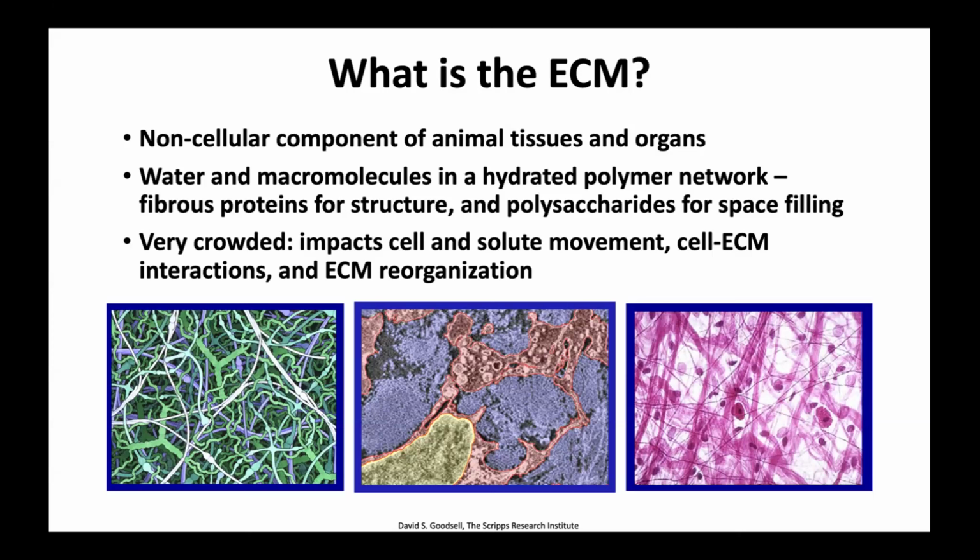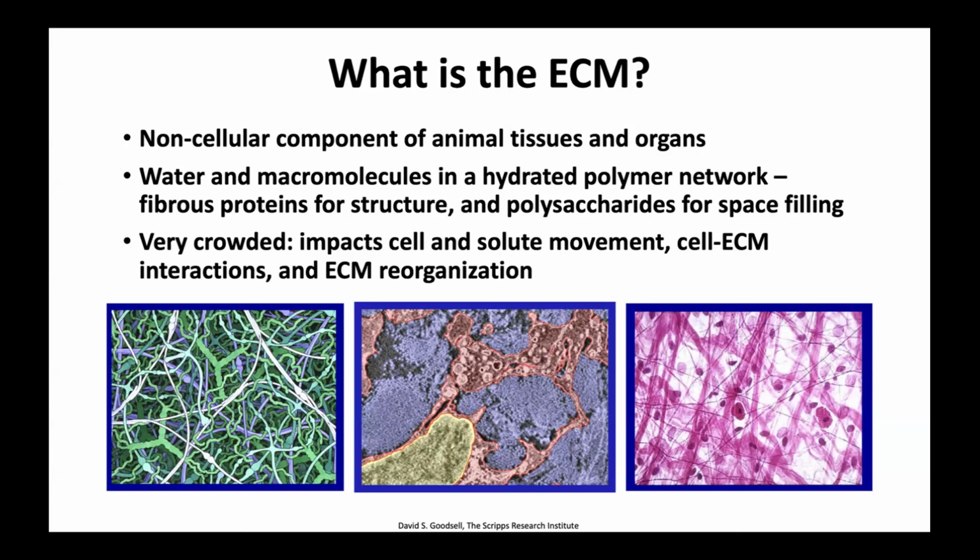So it contains fibrous proteins that are there for structure and polysaccharides that are space filling, and of course, a ton of water. And the other key thing to keep in mind is that it's really crowded. Like the inside of the cell that is incredibly crowded, the ECM is also very crowded. And I included a couple of actual images or drawings of the ECM, but this has major import when you think about cells moving through the ECM, solutes moving through the ECM, liquids moving through the ECM, and organization of the ECM, the fact that it is just so crowded.